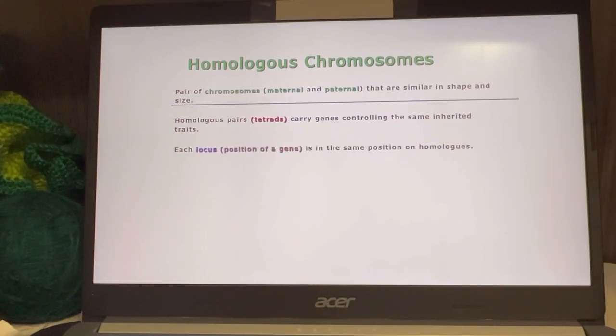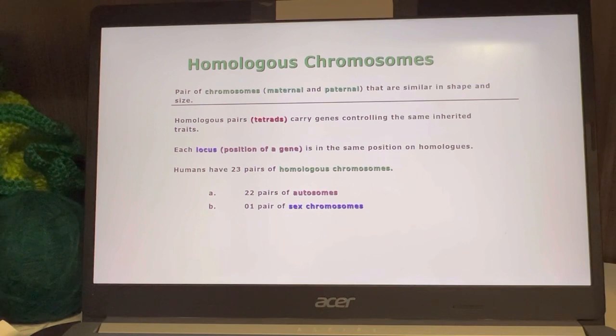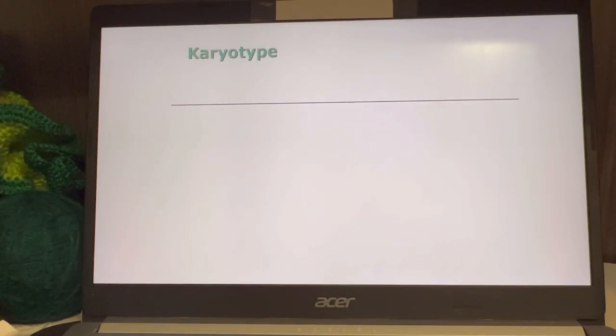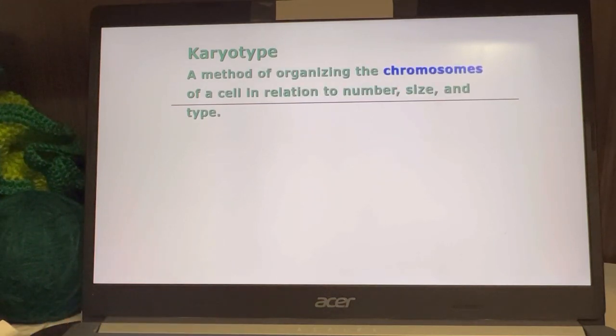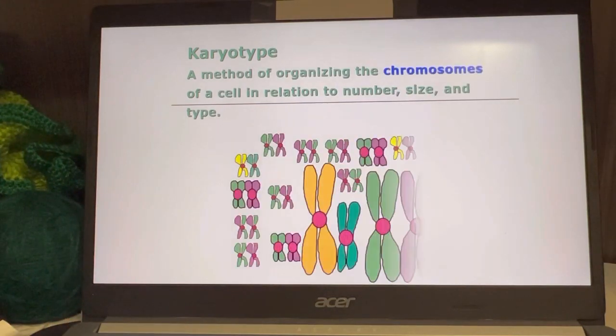Each locus, or position of a gene, is in the same position on homologous chromosomes. Humans have 23 pairs of homologous chromosomes: 22 pairs of autosomes and 1 pair of sex chromosomes. We also have something called a karyotype, a method of organizing the chromosomes of a cell in relation to number, size, and type.